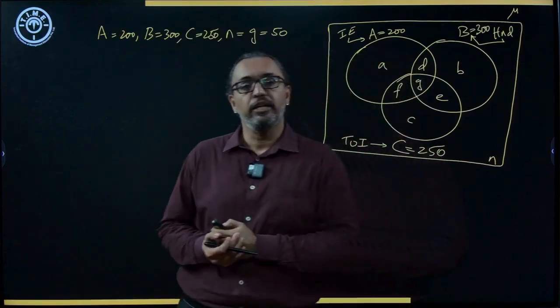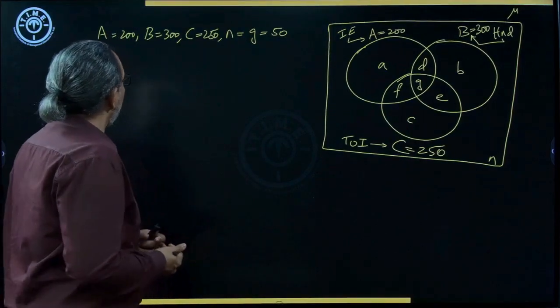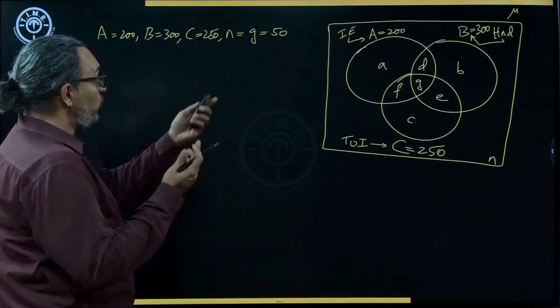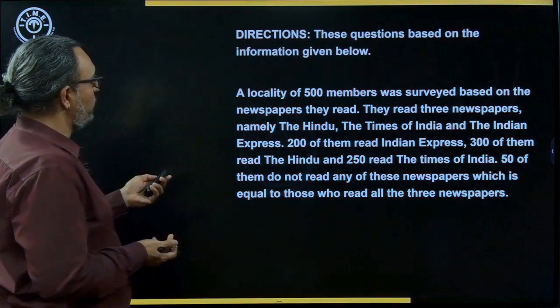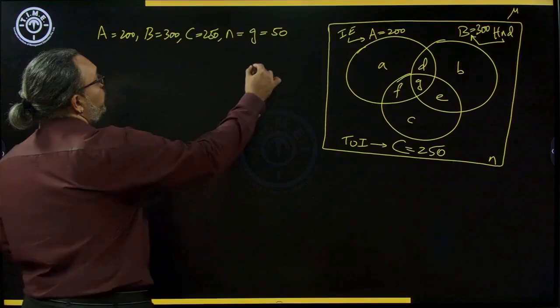Correct? So we need to find the remaining values so that I can work on my questions. So let's see. Now since you have A, B, C, correct? Mu is also not given to us. Sorry, mu is given, my bad. So a locality of 500, sorry. So mu is also given to us.